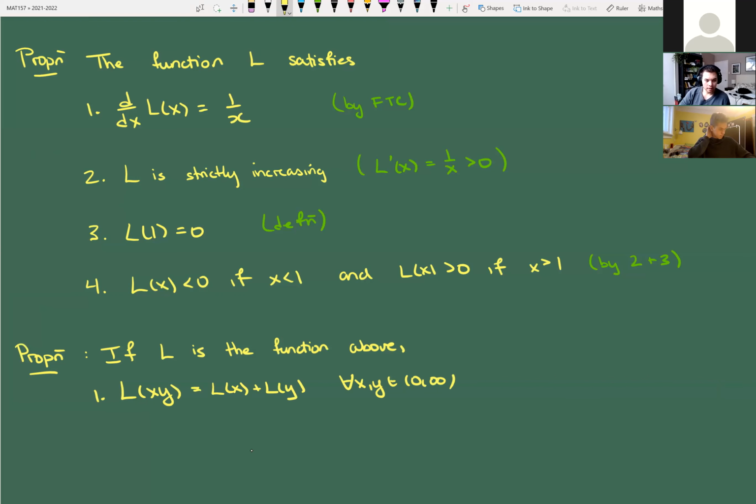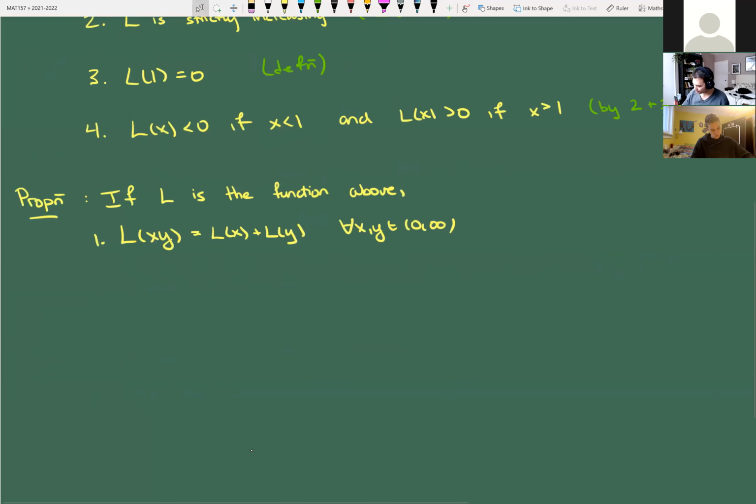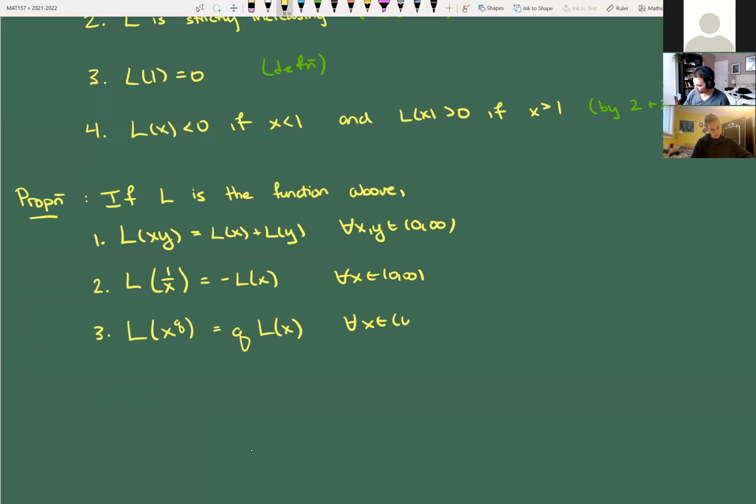Okay, so L satisfies this weird property that if you take any two numbers and you evaluate L on their product, that's the same thing as if you had distributed them and then just added them up. Two: L of 1 over x is equal to negative L of x. And three: L of x to the q is q L of x for all x in (0, infinity) and q in the rationals.